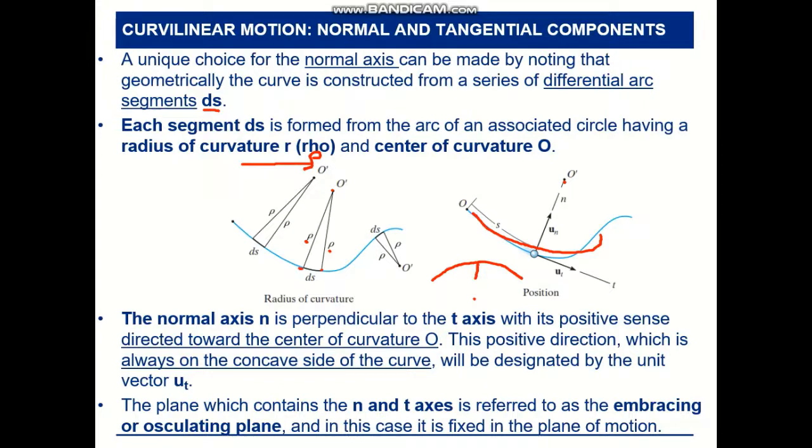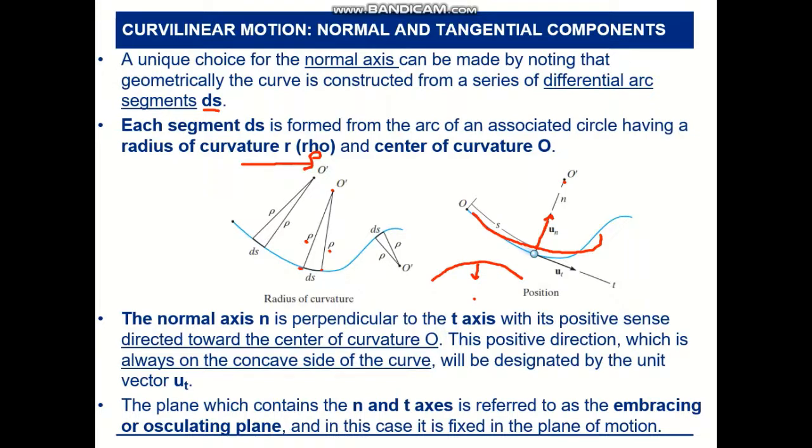The positive direction is going to be here for this kind of motion, and will be designated by the unit vector ut. The plane which contains the n and t axes is referred to as the embracing or osculating plane, and in this case it is fixed in the plane of motion. These are the definitions of the tangential and normal components.